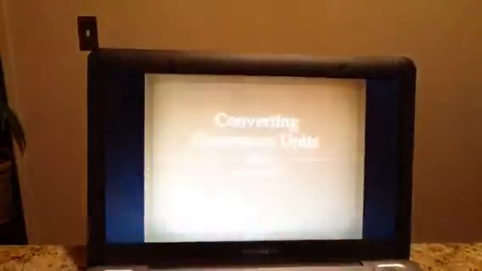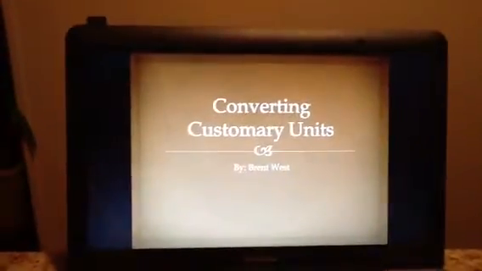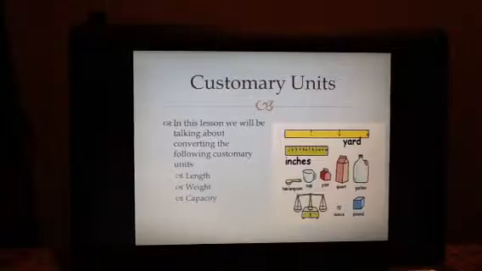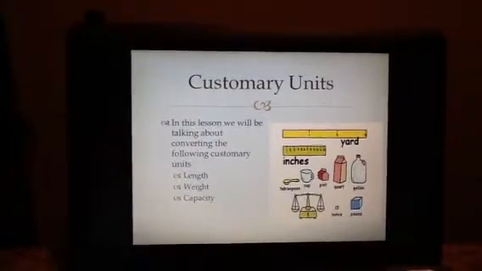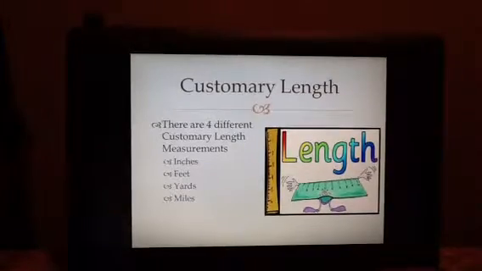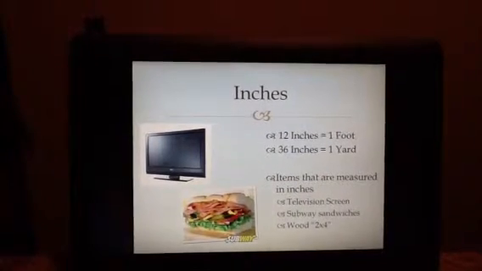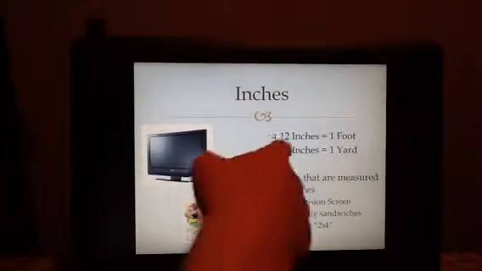Like I said, I started off with customary units at the beginning, and then I introduce them here, and I tell what we're going to be talking about. We're going to talk about length, weight, and capacity. Customary length, there's 4 different types of length. You got inches, feet, yards, and miles. First, I started off with inches, gave some examples and some conversions there.